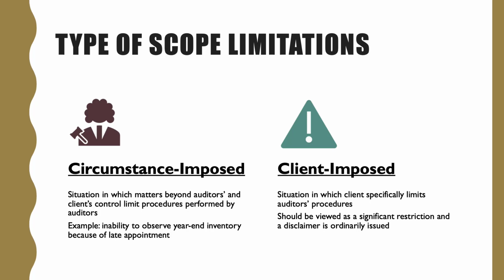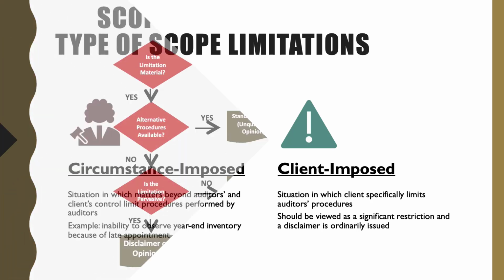Circumstance-imposed scope limitations arise through no fault or control of the client or the auditor. For example, natural disasters such as earthquakes, floods, or fires can disrupt operations and make it difficult for the auditor to physically assess the client's premises or obtain necessary documentation. Unforeseen global events, such as pandemics, can lead to restrictions on travel, lockdowns, and disruptions to normal business operations. These circumstances can impede the auditor's ability to perform on-site procedures or access physical records.